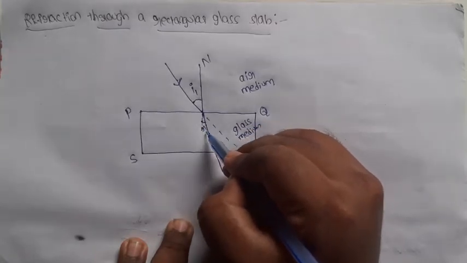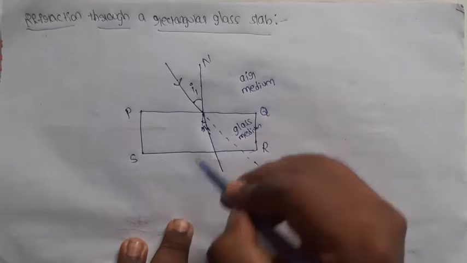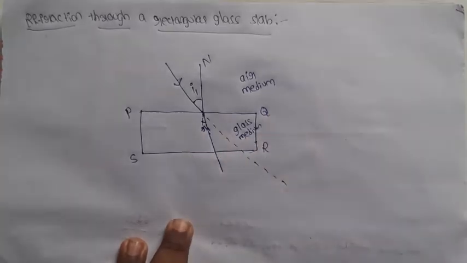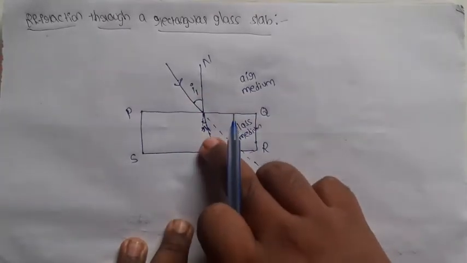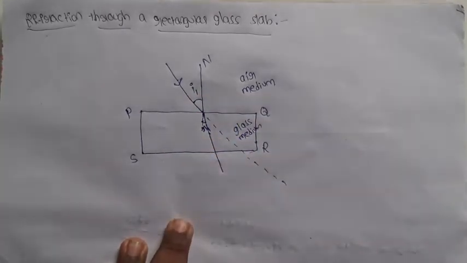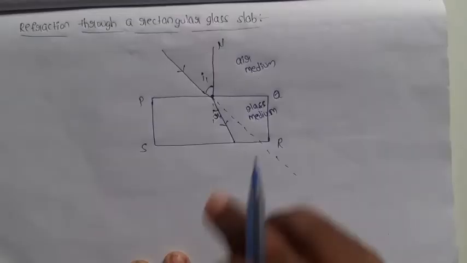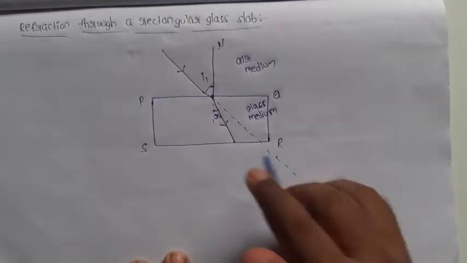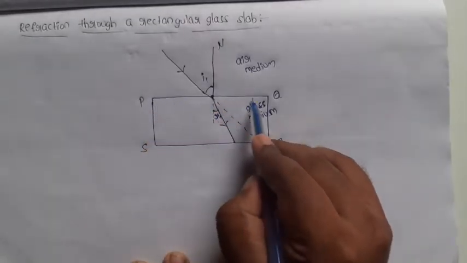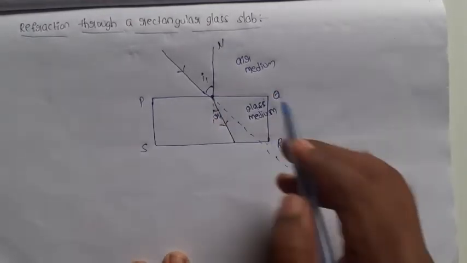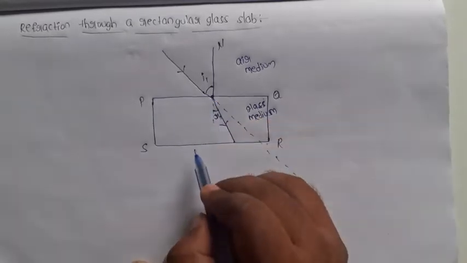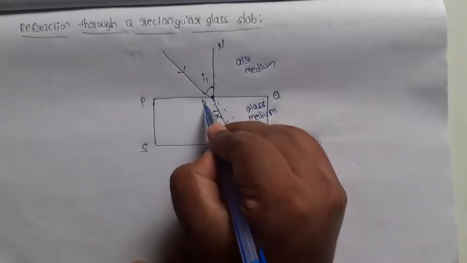So here the angle is R1. R1 is the refraction angle. I1 is the incident angle. R1 is the refracted angle. This is one refraction on the upper surface of the glass slab. Coming to the lower surface of the glass slab, now I am taking a point here as M.